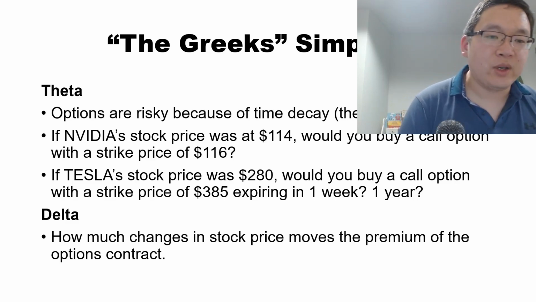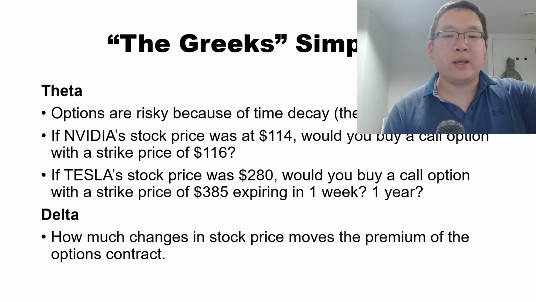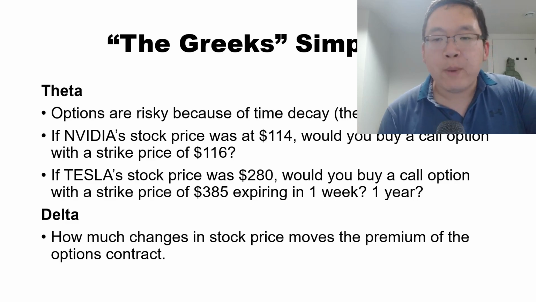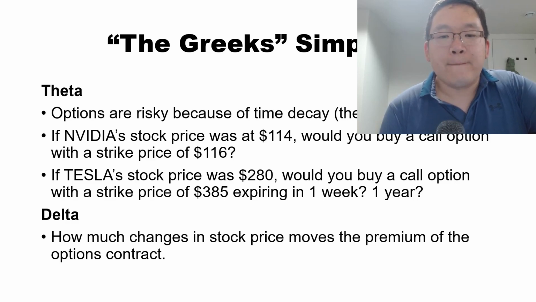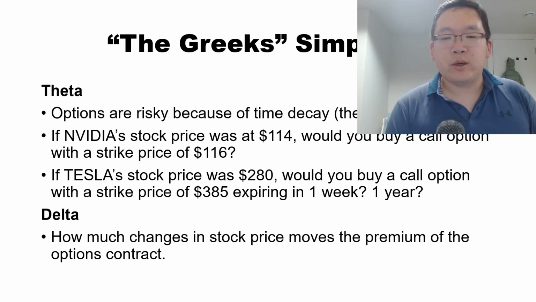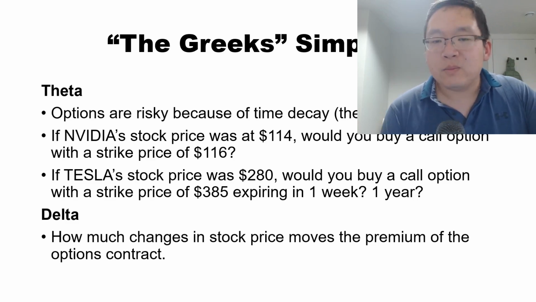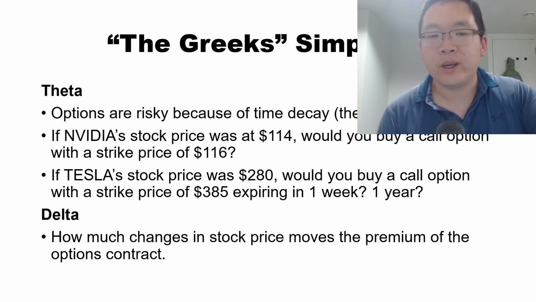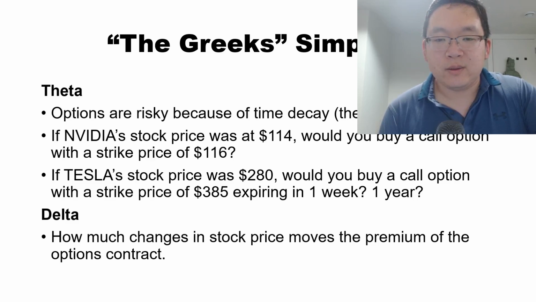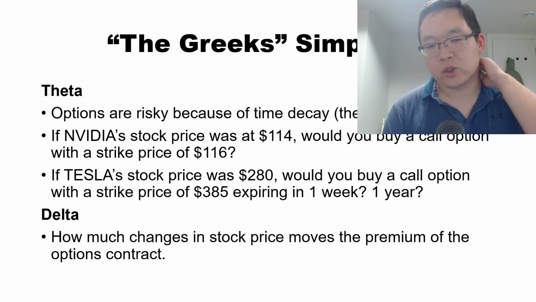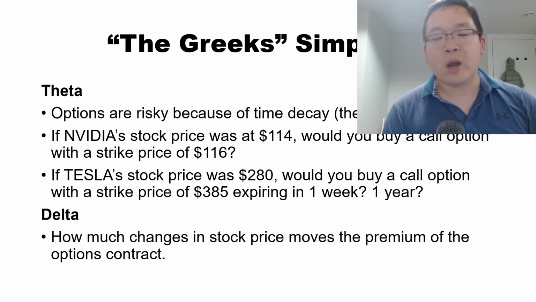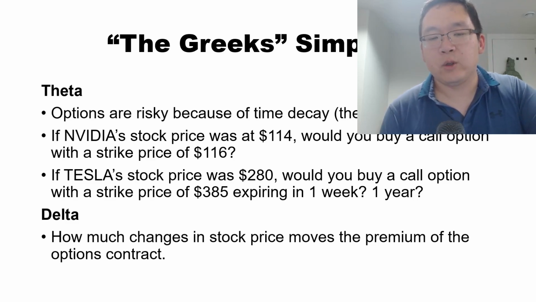The second example I have here is, what if Tesla is currently at 280? Would you be willing to buy a call option, basically to buy Tesla at 385 in the future? If the future is a week, maybe not, because a week does not sound like a lot of time for 280 to go all the way up to 385. Especially at the time of this video, we are currently going through the Trump tariffs, and we just saw markets drop like crazy this week, and it could drop even more because of the fear of a global recession.